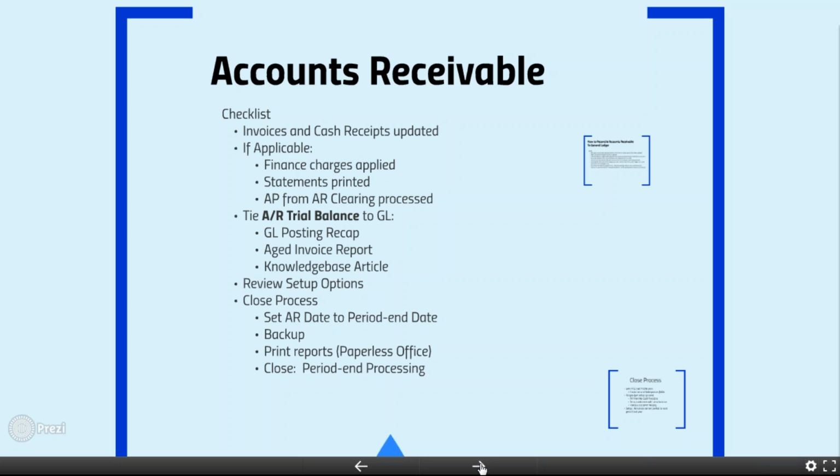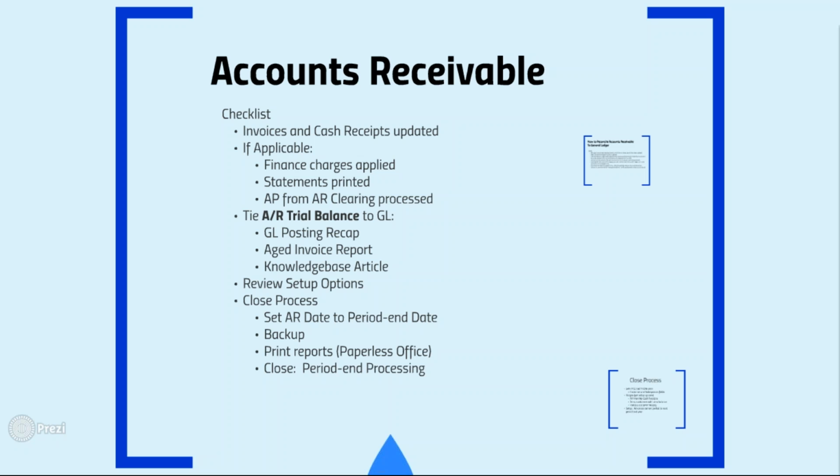Thank you, Jessie. That was a great summary of the distribution modules. I'm going to talk about the core accounting modules: accounts receivable, accounts payable, and general ledger. So let's start with accounts receivable.